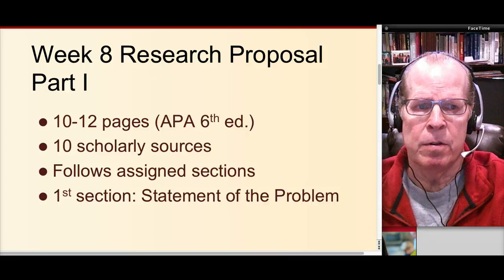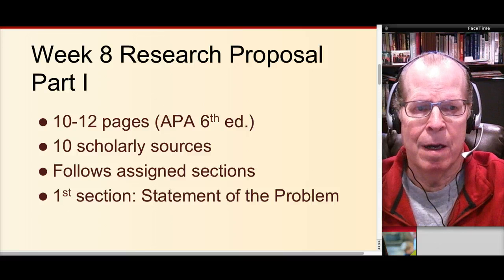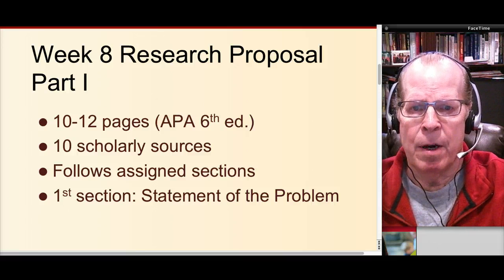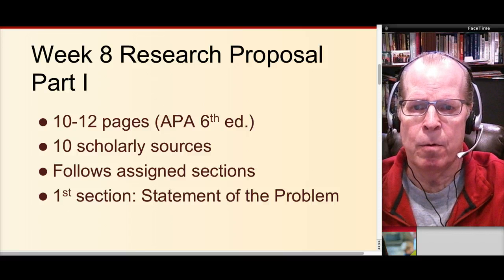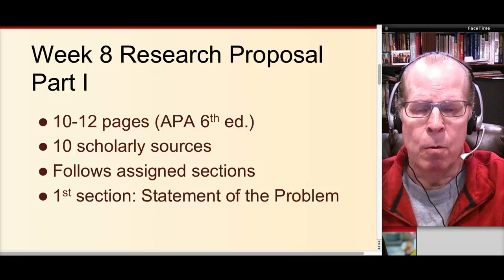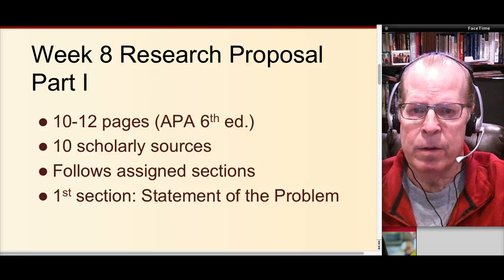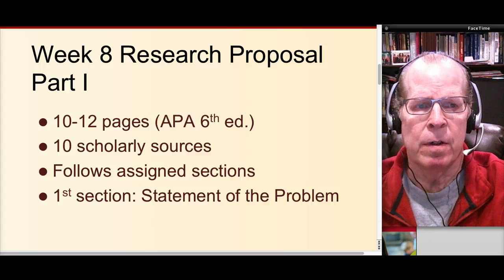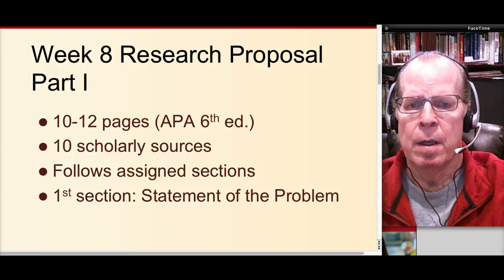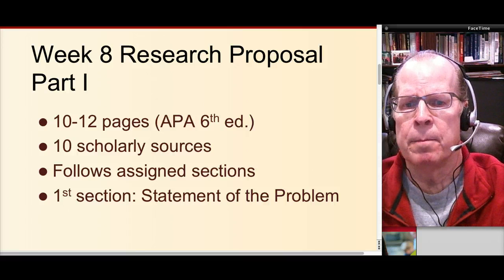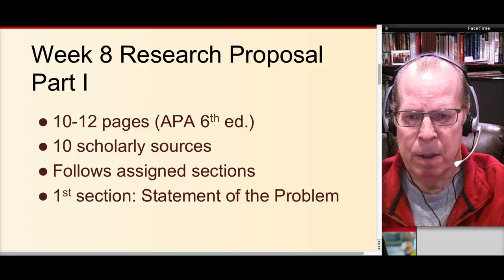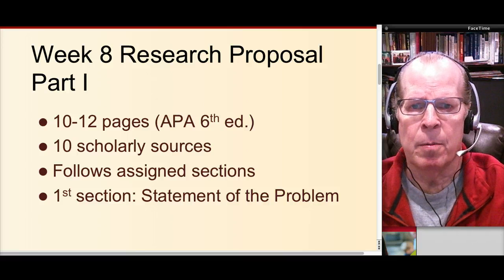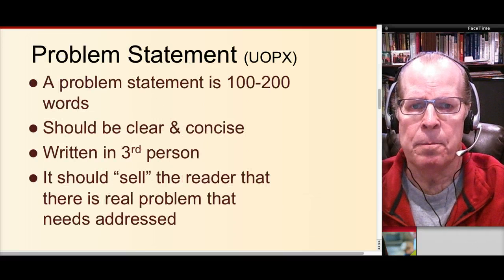In general, this research proposal is about 10 to 12 pages. Now, that does not include your abstract or your reference pages, and you're going to use APA 6th edition format. You want a minimum of 10 scholarly sources to support your paper, and you want to follow the assigned sections in the instructions that are available online. And the very first section is entitled Statement of the Problem. That's what I want to talk about here.